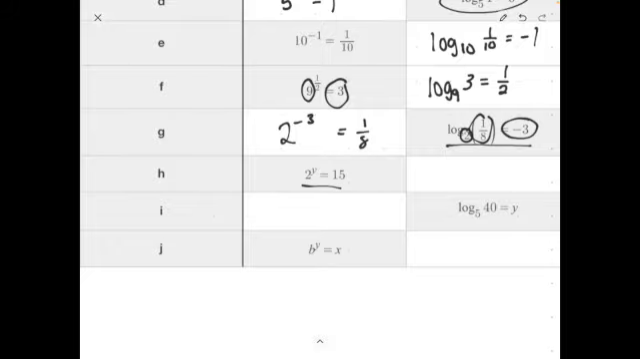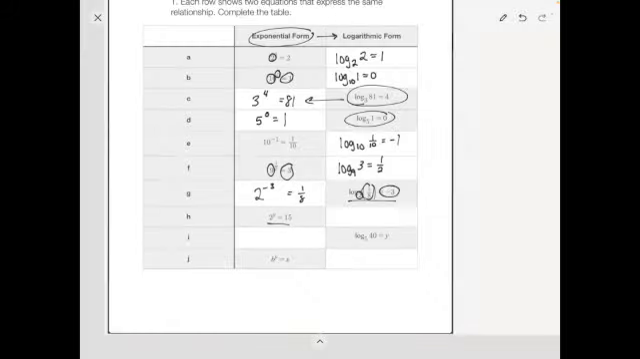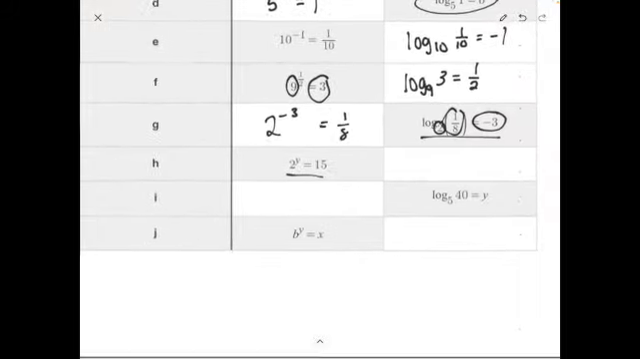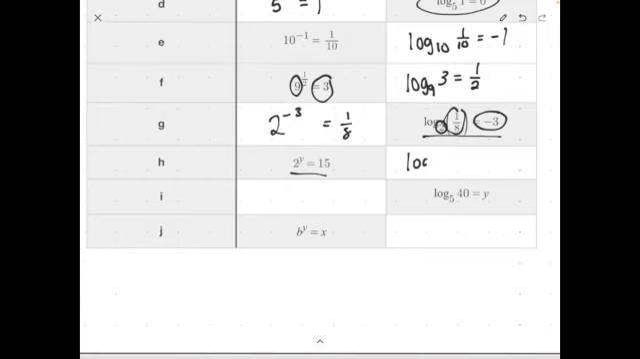For H, I'm given the exponential form, and I want it in the logarithmic form. So I'm going to write log. What's my base? My base is 2. I want it to equal 15. So I'm going to raise 2 to the power of y.